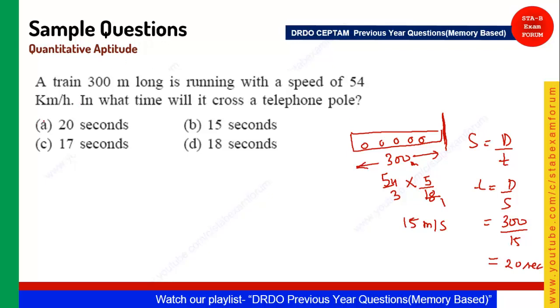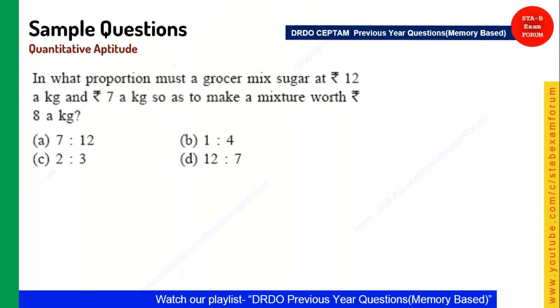Students, in the exam you should not draw such a diagram. You should try to answer from the question itself. Like 300 meter, you know it is a distance. What is the speed? 54. 54 you convert with 5 by 18, you get what? 15. So after getting that, you will get 20 as the answer. Shall we move to the next question? Let's begin the timer.